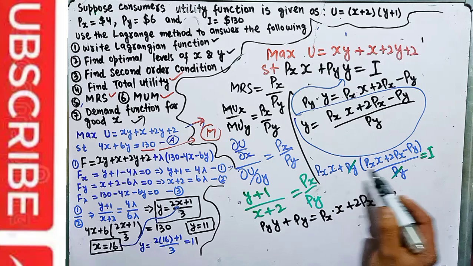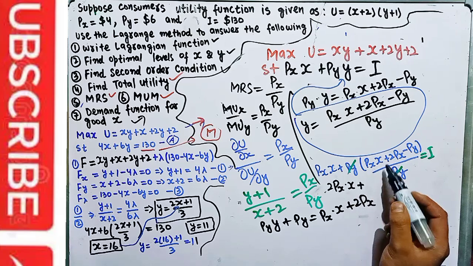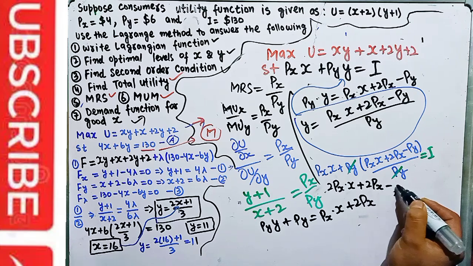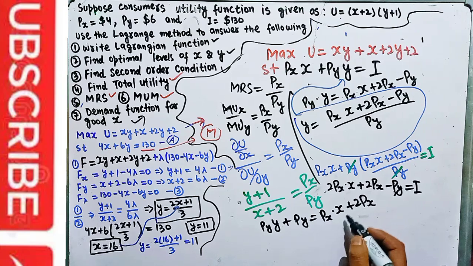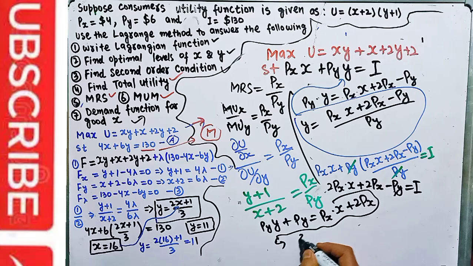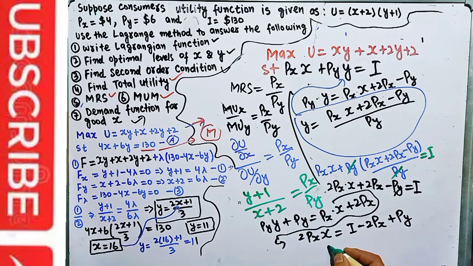Solving it, price of x into x plus price of x into x, that is twice price of x into x. Then we have plus twice price of x minus price of y is equal to I. No, it is not 1, it is income here. We need to solve for x this function. So we have twice price of x into x is equal to I. Transposing these terms, it will become minus twice Px plus Py. Now dividing both sides by twice Px, we will get x is equal to I minus twice price of x plus price of y, divided by twice Px. This is the demand function for good x.